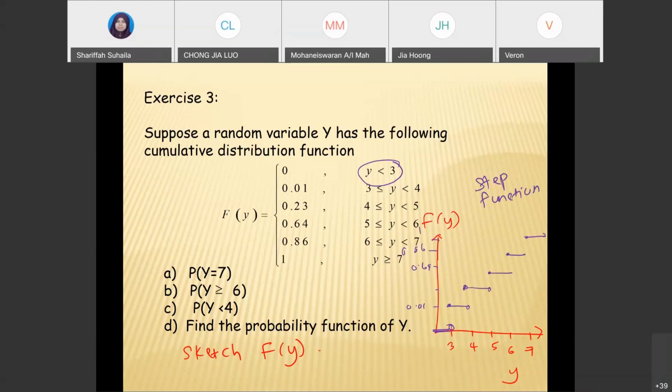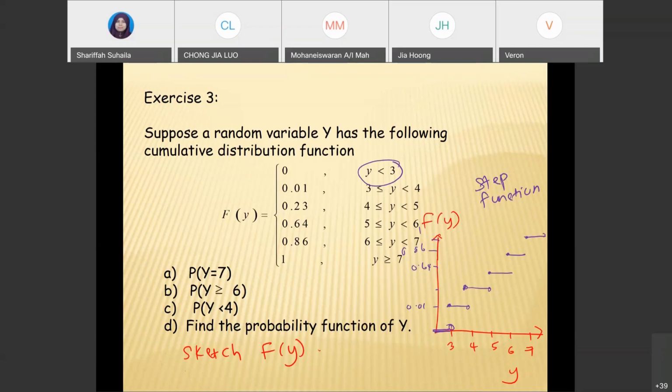Now you want to find probability y equals 7, based on the values of capital Fy. How do we get probability y equals 7? What is the answer? Or you can give the answer directly. Write in your chat. Okay, 0.14.